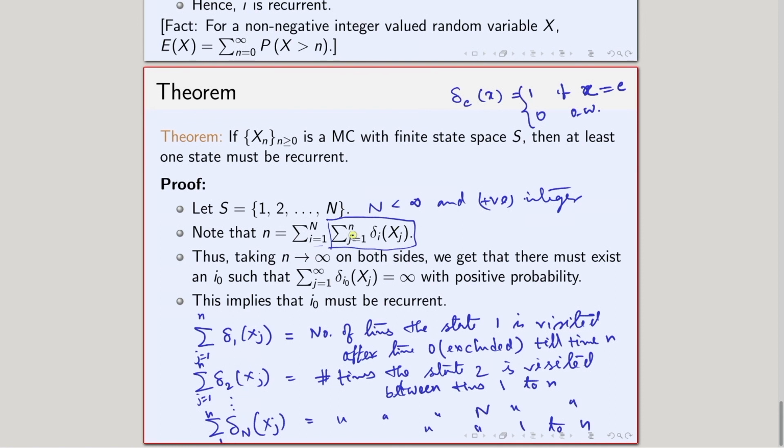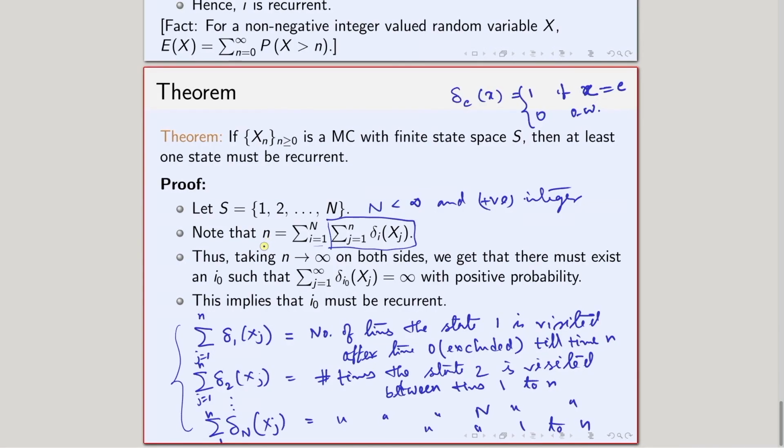Finally, the last quantity here, when I take i equals capital N, is nothing but the number of times state n is visited between time 1 and small n. Now if I add up all of these, that is the total number of times state 1 is visited, state 2 is visited, state 3, state 4, and so on, finally state n is visited between time 1 and time small n.